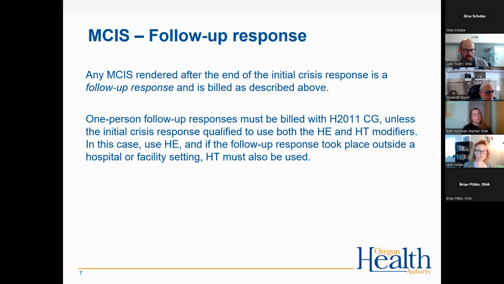Okay, and we've also added a definition here of follow-up response, because again, we've used those terms in the guide and elsewhere. We already defined initial crisis response, and now for a definition of follow-up response, it's just any MCIS rendered after the end of the initial crisis response is a follow-up response, and it's billed in exactly the same way as on the previous slide, H2011 HE, and then add the HT modifier if it applies. That's applicable when you respond with a team.